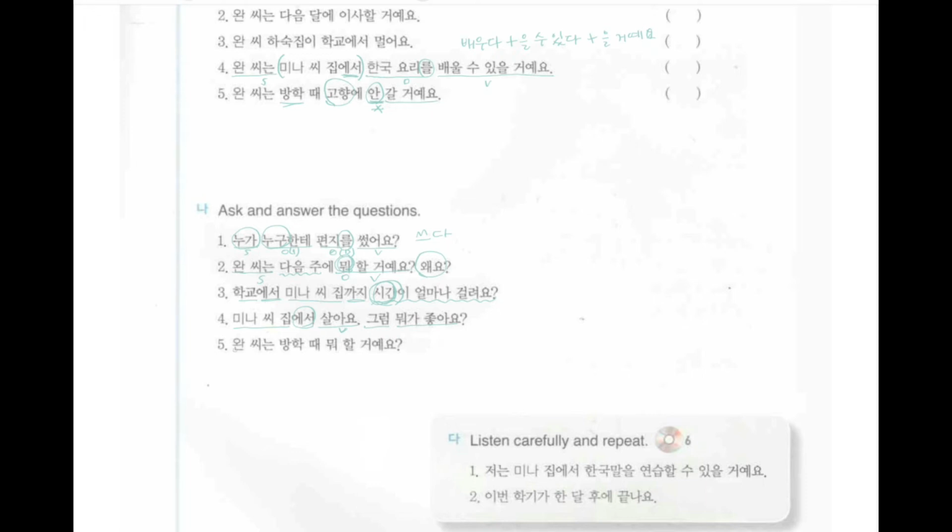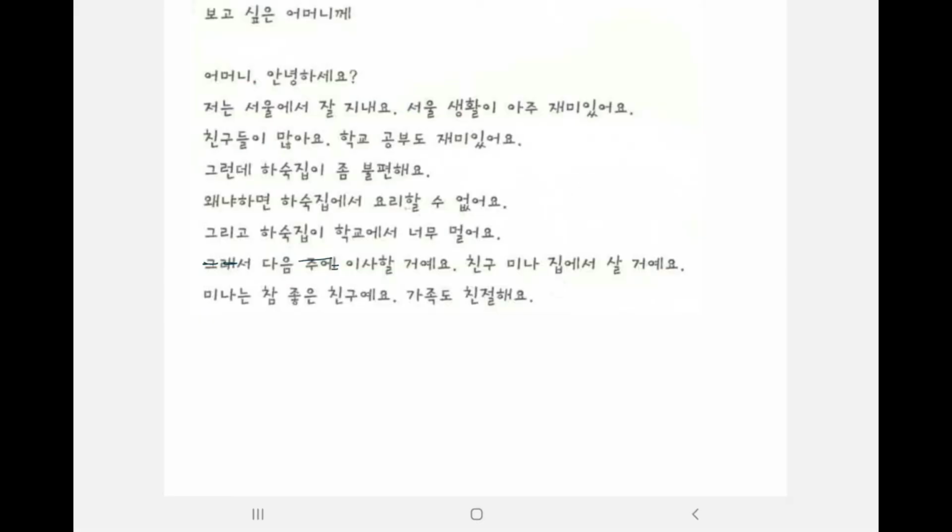Let's find out. Number 5. 완 씨는 방학 때 뭐 할 거예요? What will he do during the vacation? Let's find out. Done? 자, let's do the reading. In this reading, we're going to analyze the sentence in as much detail.